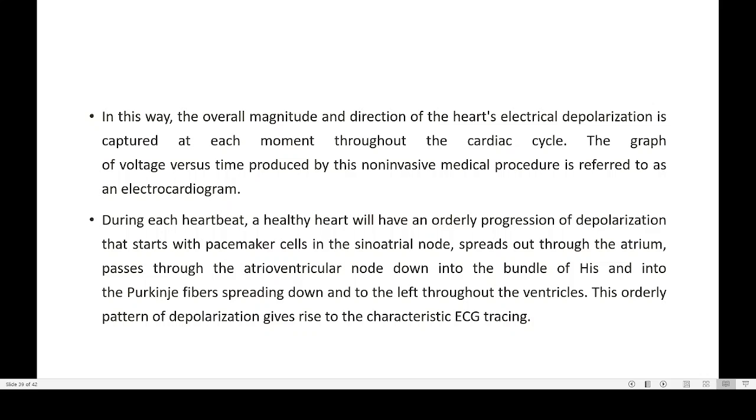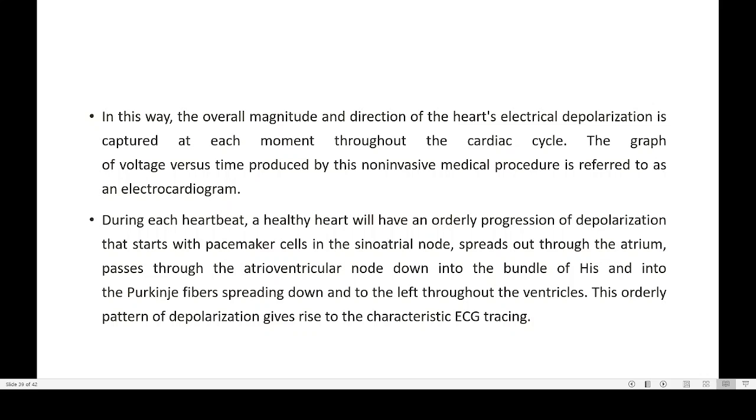Yes. So here you can see that this is a sinoatrial node. Another node is here. This is the atrioventricular node. We call it the AV node. Then you can see that there is a group of nerve fibers which we call Purkinje fiber.